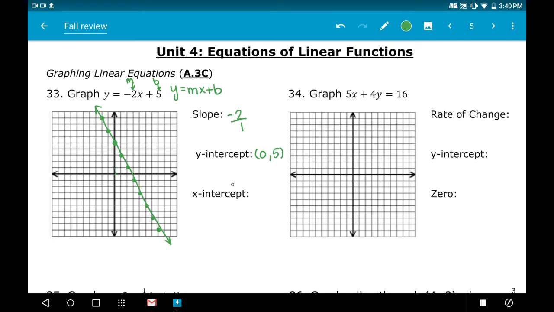Now one other thing it asks for is our x-intercept. So if we look where it hits the x-axis, right here, that's at 3. So our x-intercept would be (3, 0). So for your intercept, one of the points is always a 0.